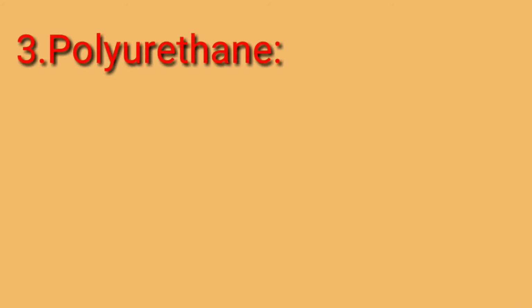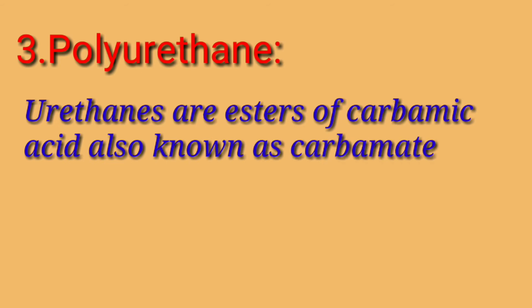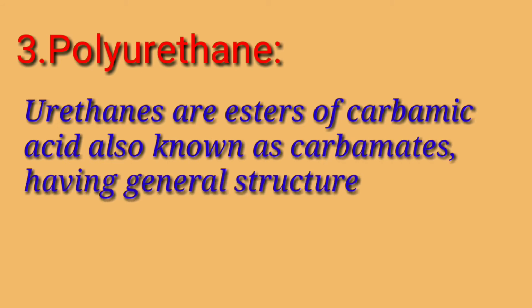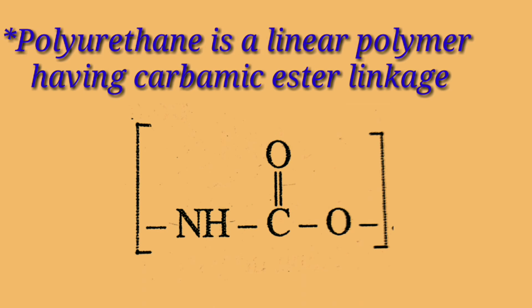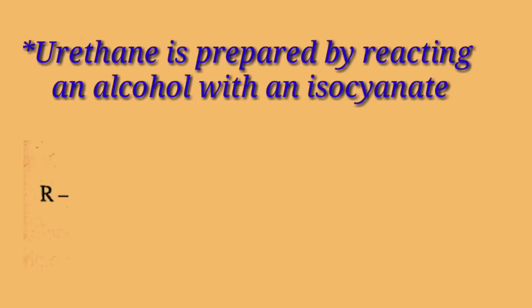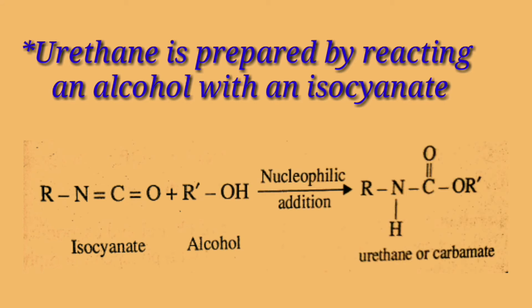It is used as bristles in toothbrushes. Third is polyurethane. Urethanes are esters of carbamic acid, also known as carbamates, having general structure as follows. Polyurethane is a linear polymer having a carbamic ester linkage. Urethane is prepared by reacting an alcohol with an isocyanate, which is represented as follows.